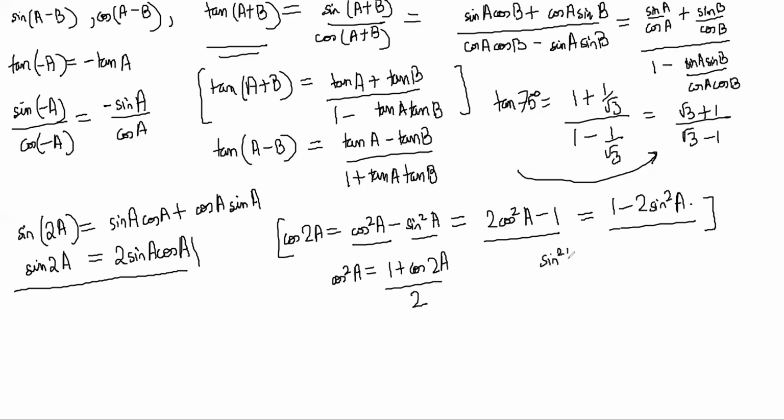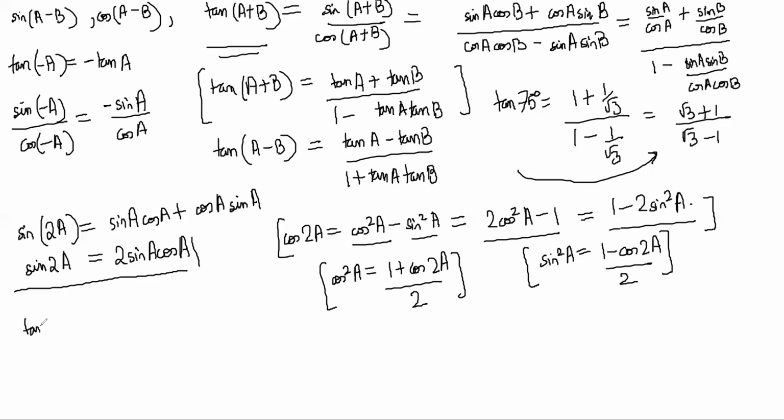Convince yourself that that is true. Sin square a is 1 minus cos 2a by 2. This is coming from these results. Is it fairly obvious how it comes? 1 plus cos 2a will be 2 cos square a, right? So 1 plus cos 2a by 2 will be cos square a. Similarly, 2 sin square a will be 1 minus cos 2a, right? So we have cos 2a and sin 2a.